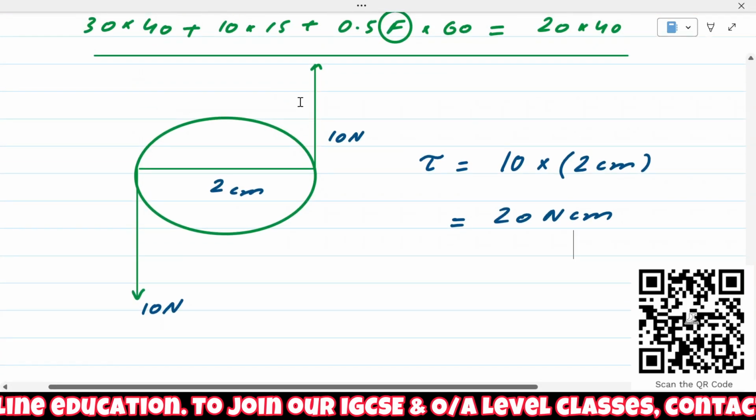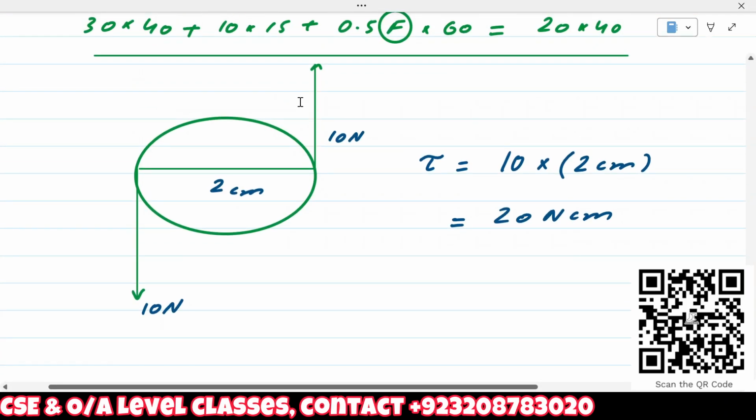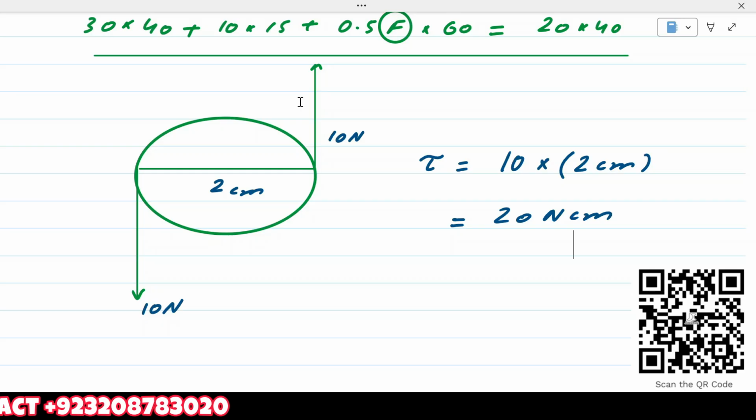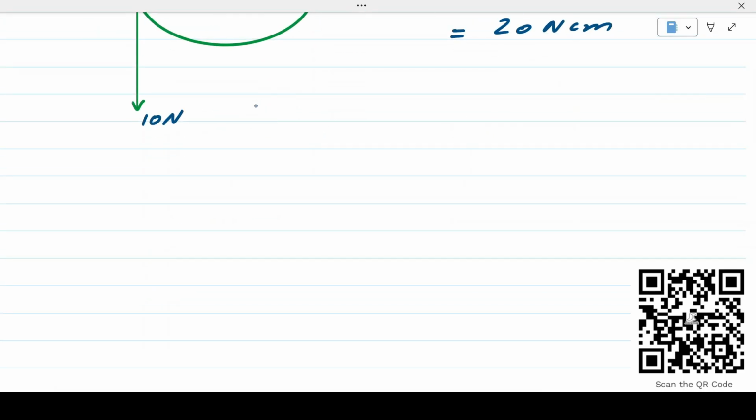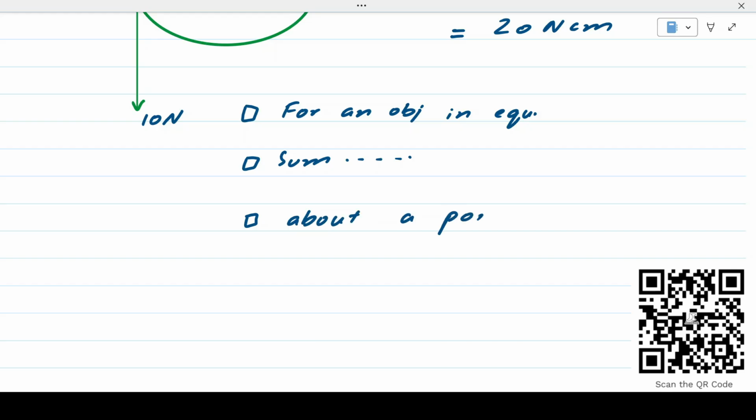Principle of moment. For an object in equilibrium, it's a very important definition for 2 marks. For an object in equilibrium, the sum of clockwise moments is equal to the sum of anti-clockwise moments about a point. So 3 things: for an object in equilibrium, first thing, then sum of clockwise and sum of anti-clockwise. This is the easiest part, most of the students write it, but the last part is about a point. This is how we define principle of moment.